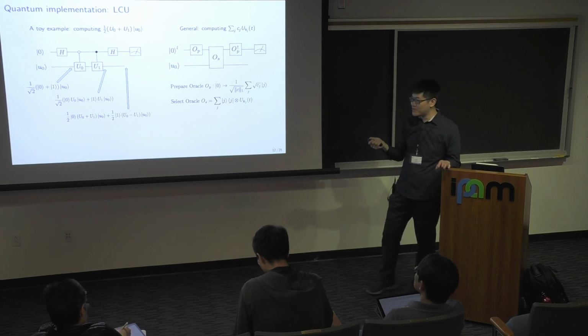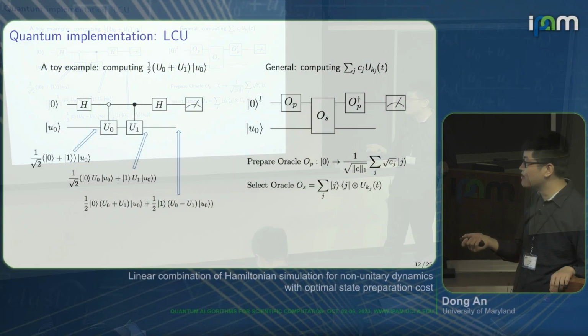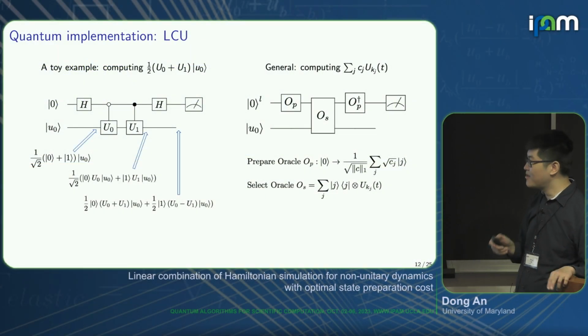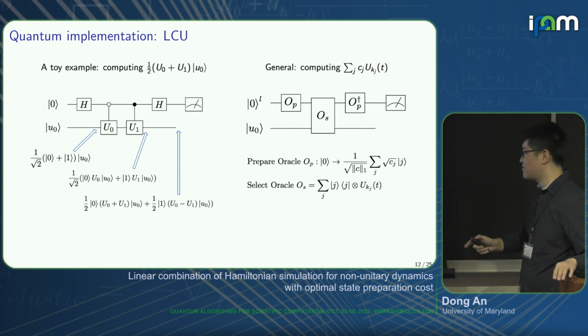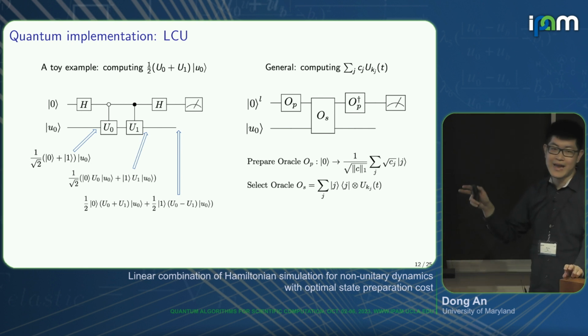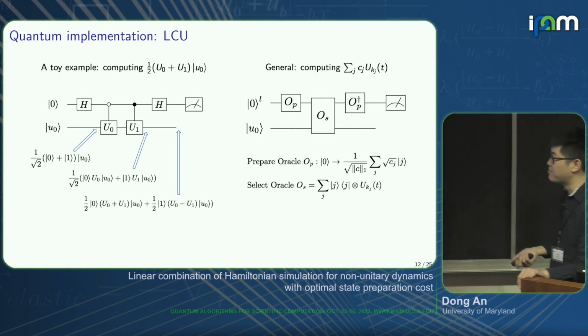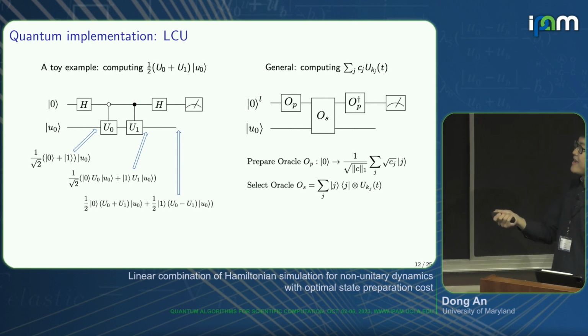And the last step is we do some measurement. That is, we measure the ancilla qubit. If the value is 0, then we succeed, and in the remaining part we will get the state that we want, of course, the normalized state. But if we fail, then we just redo this circuit until a success. So we will have some overhead due to the repetition or the success probability. So this is the toy example.